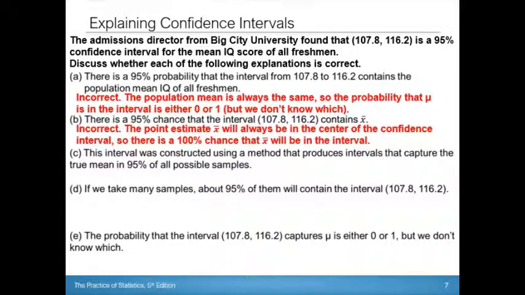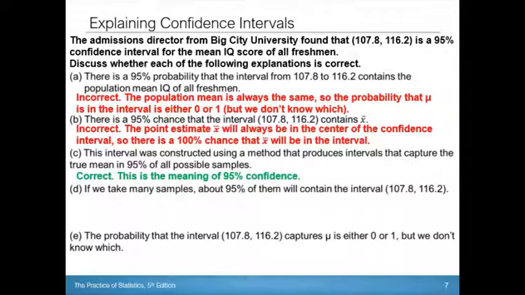Okay, C. The interval was constructed using a method that produces intervals that capture the true mean in 95% of all possible samples. So this is true. That's exactly what our definition of confidence means.